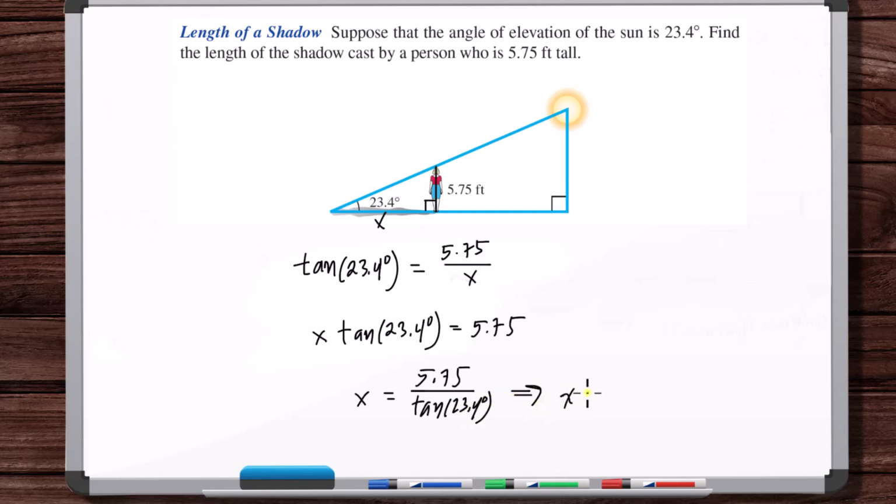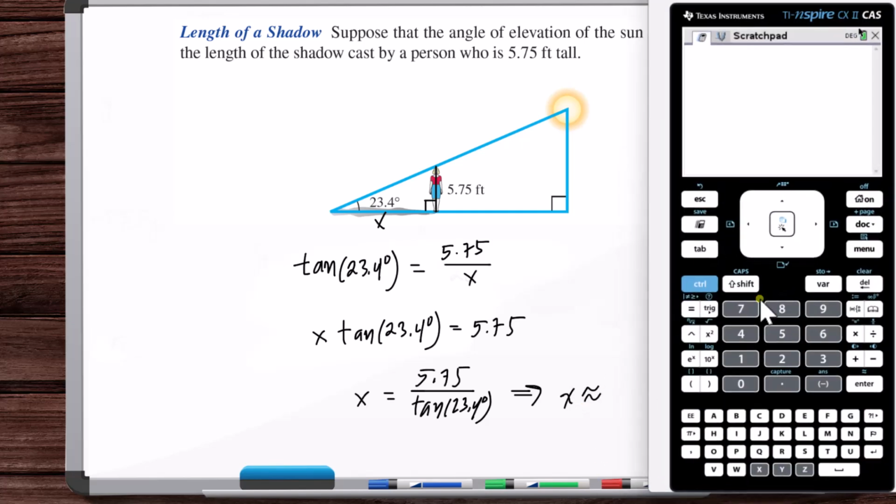So the length of the shadow is approximately 5.75 divided by tangent, we're in degree mode, 23.4. We're not worried about significant digits or anything, we're not focusing on that. So we'll just put 13.3 feet.